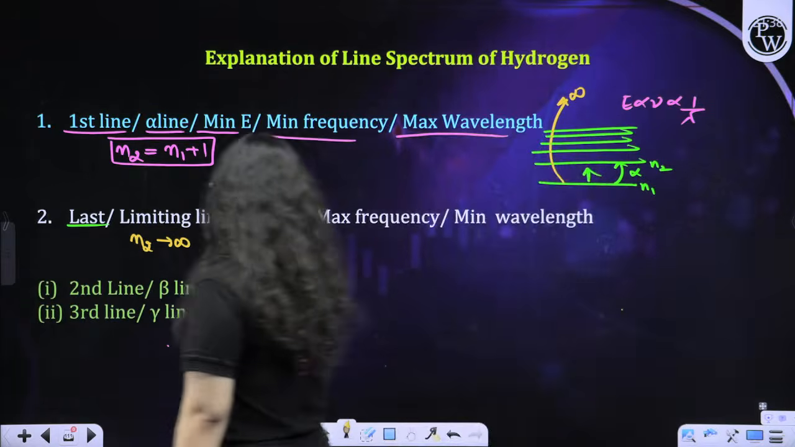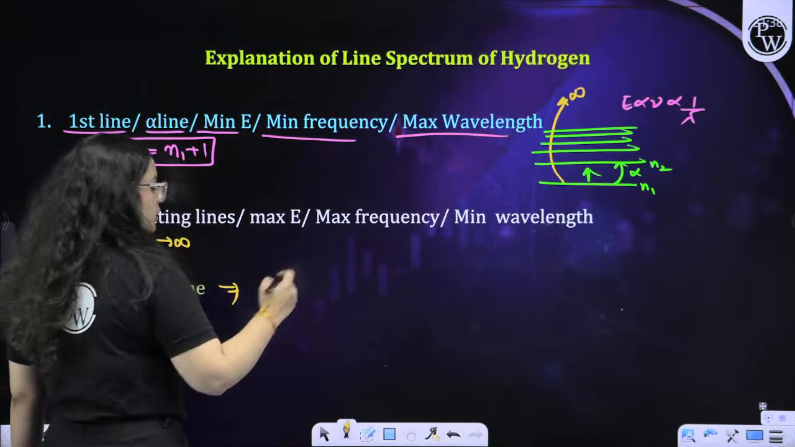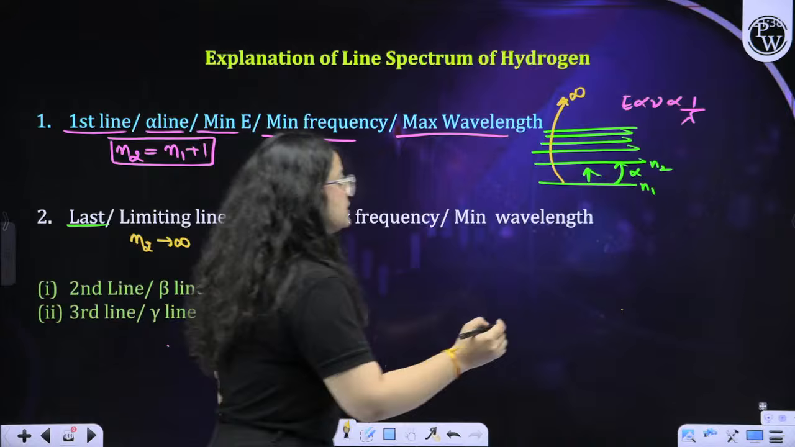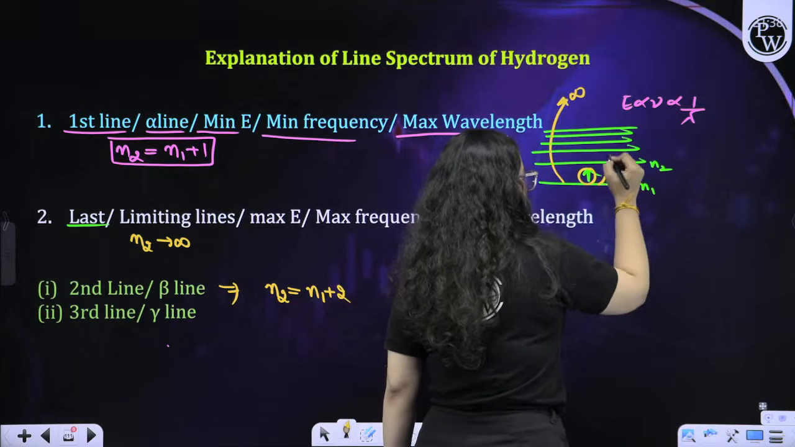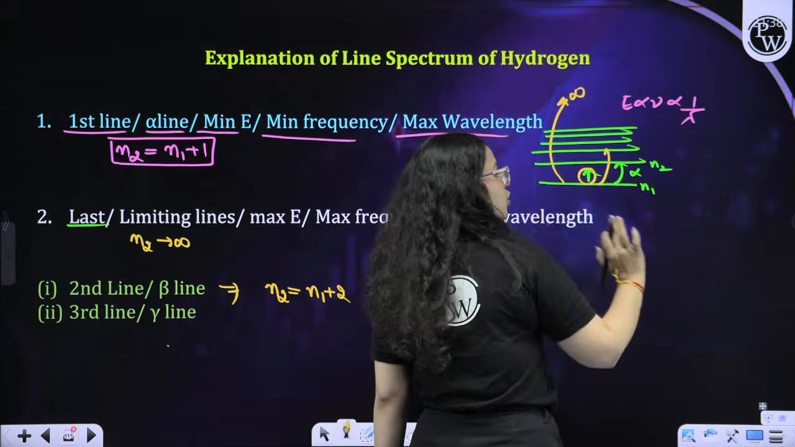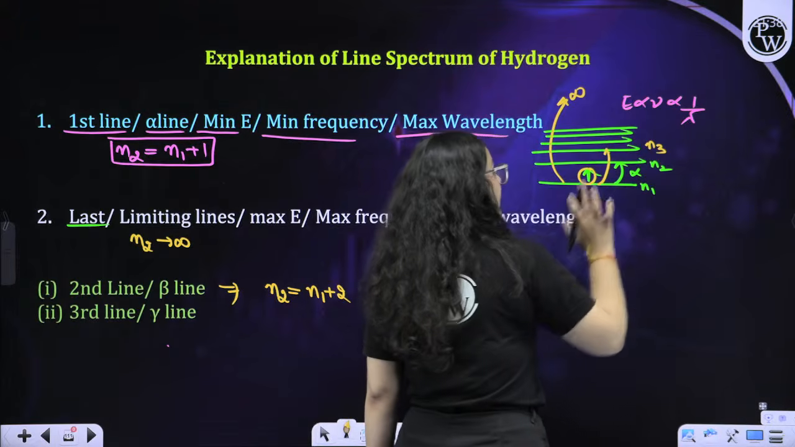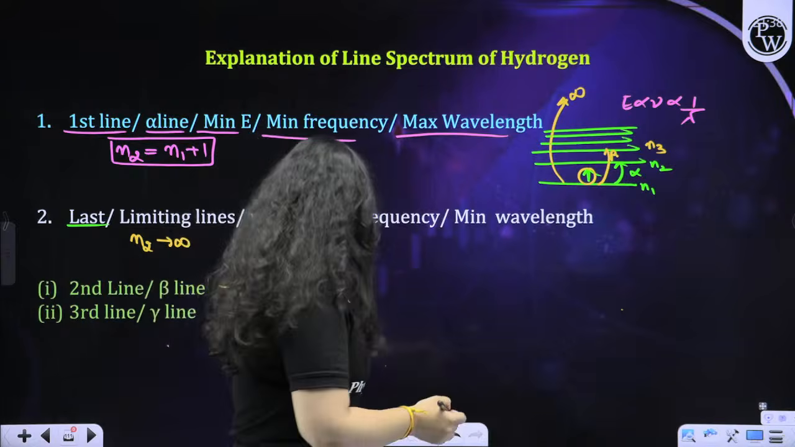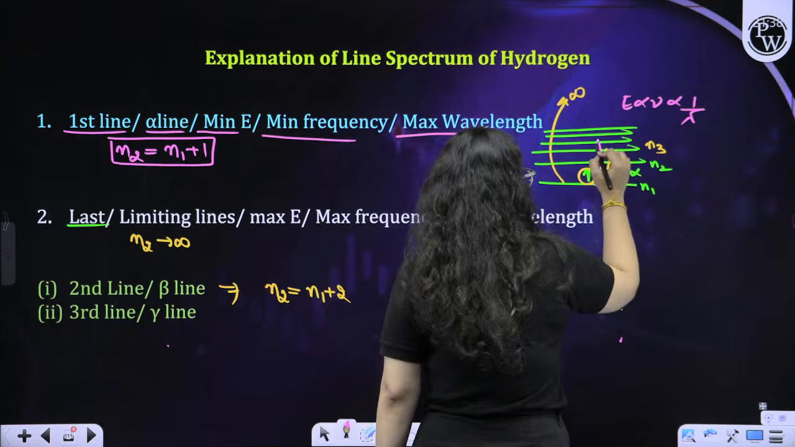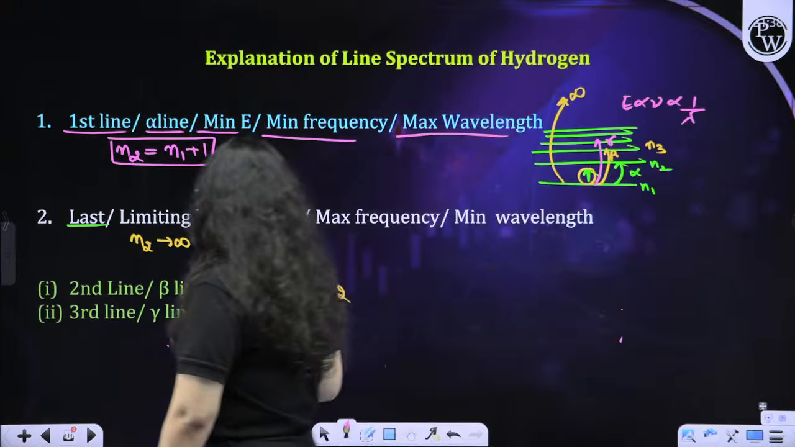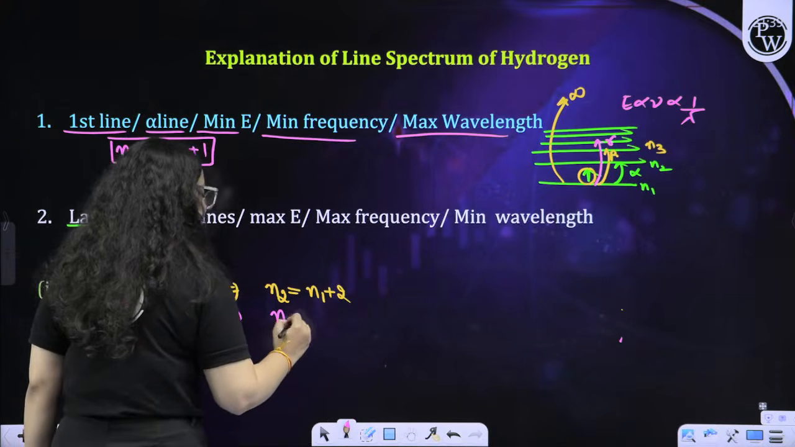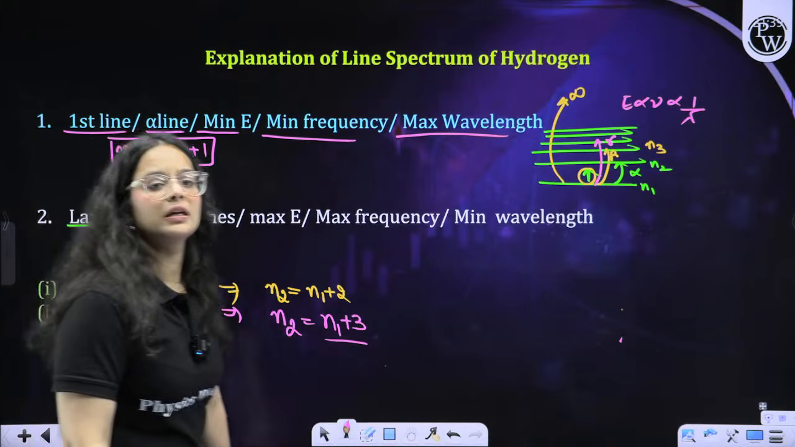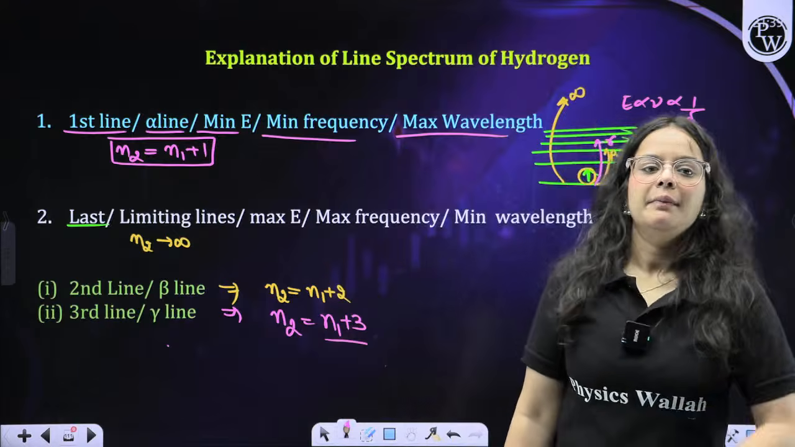Moving on to the second line. What is the second or beta line? It is where the electron transition happens from the level two above. That means if the electron is present over here and jumps to 2 levels above, to 3 over here, that is why I get the beta line. This is how I get the beta line. Moving on to the next transition, the gamma line. Gamma is when the electron transition happens from a certain level to 3 levels higher, N1 plus 3. So these are the different lines that I am getting over here.